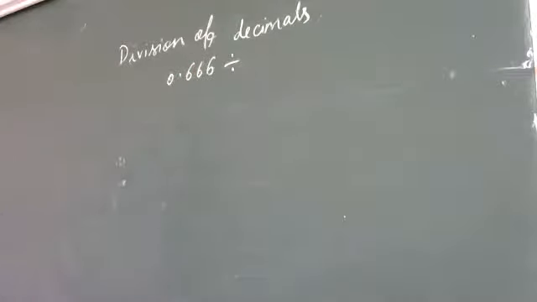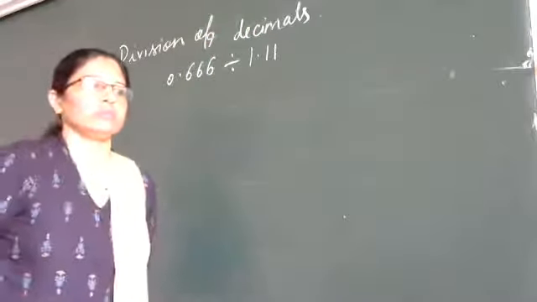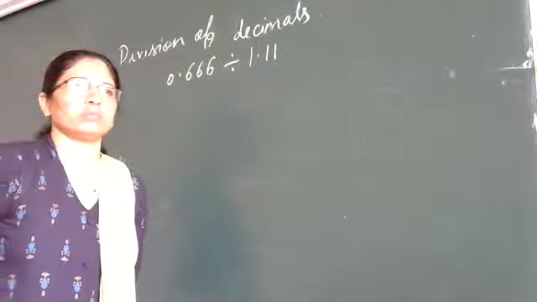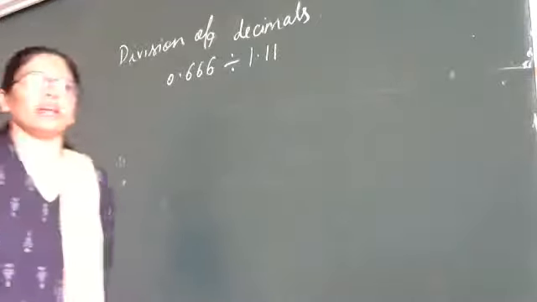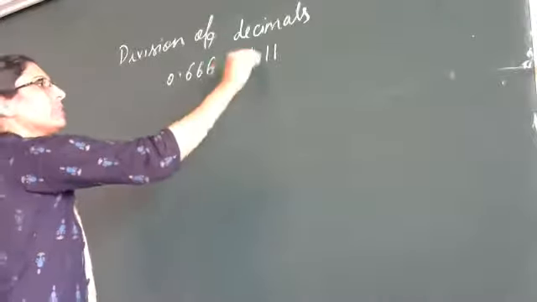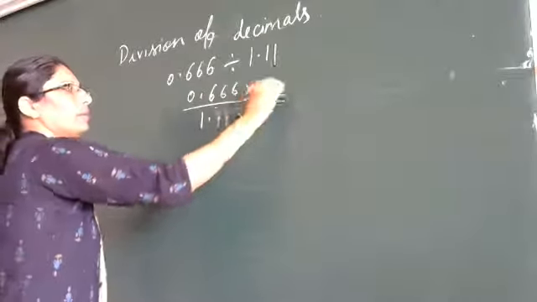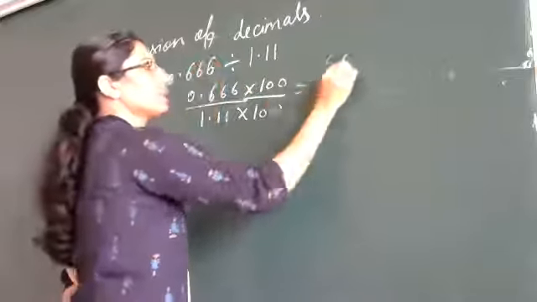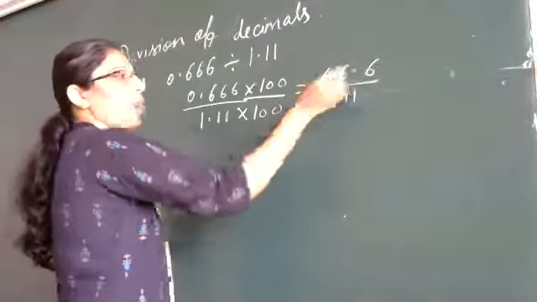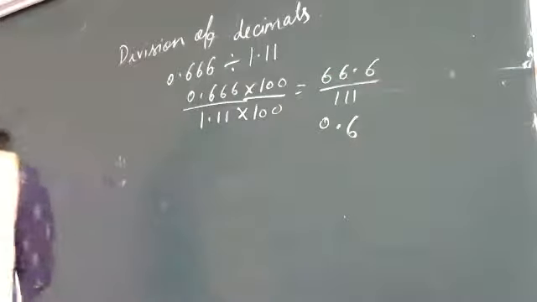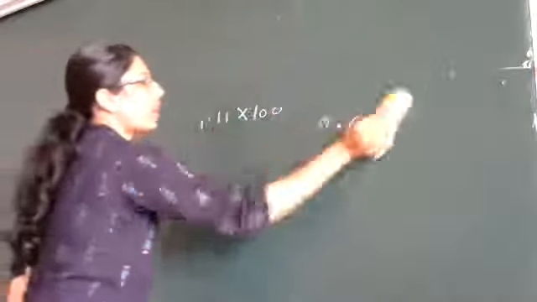0.666 divided by 1.11. Ma'am, 0.6 is the answer, correct? Because 666 direct it is. You have to multiply with 100. So when you multiply with 100, it will become 66.6 by 111. So 111 means direct it is, and with the point, 0.6 is the answer, correct. So understood how we can divide the decimal fractions? Any doubt in division?